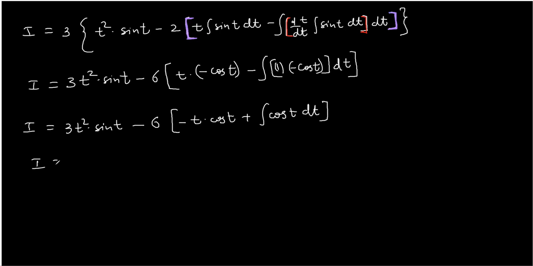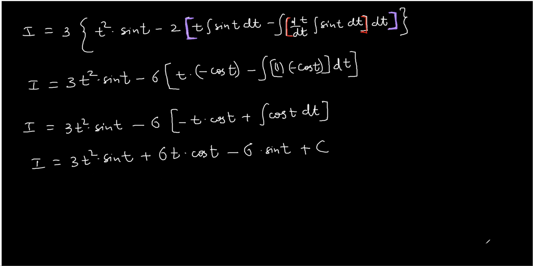So here I get I equals 3t squared sine t. Now multiply the 6 inside, so plus 6t cos t minus 6, and integration of cos t is sine t plus c. All integration signs have been evaluated, so you will add the constant of integration as c.